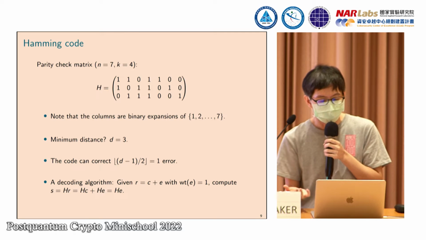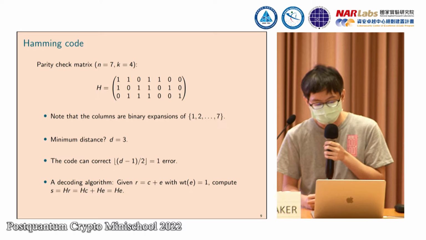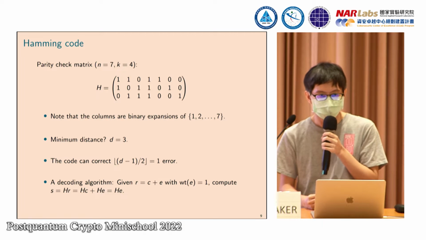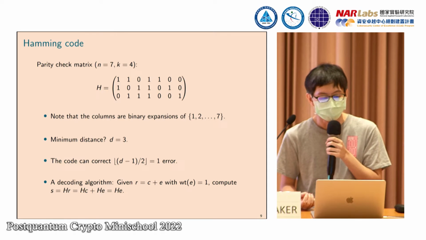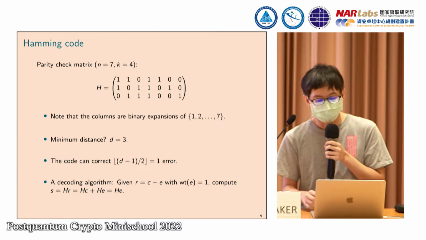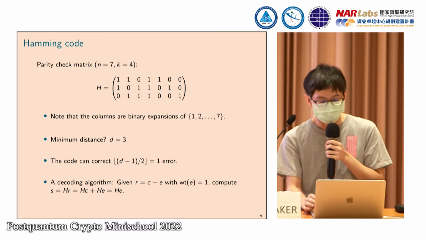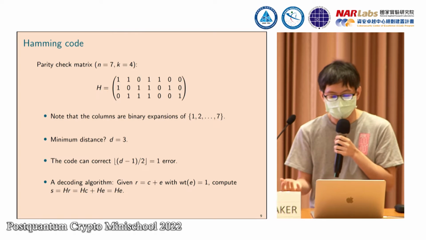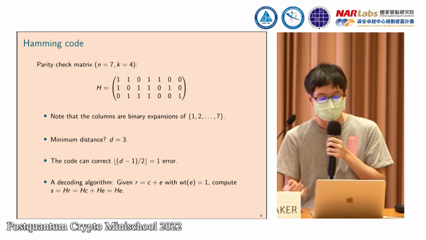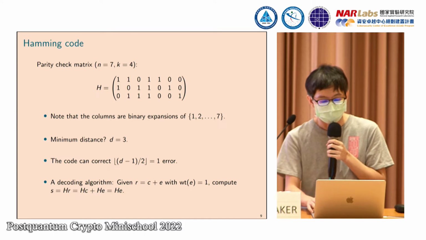I should say this is really a very, very trivial example. If you take a look at some textbook of coding theory, then you will see much more complex codes. But today I decided not to talk about very difficult things. So you just need to know that we can actually correct some errors, and we can have efficient decoding algorithms.